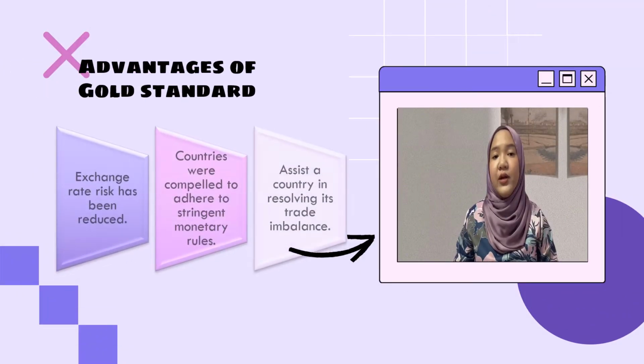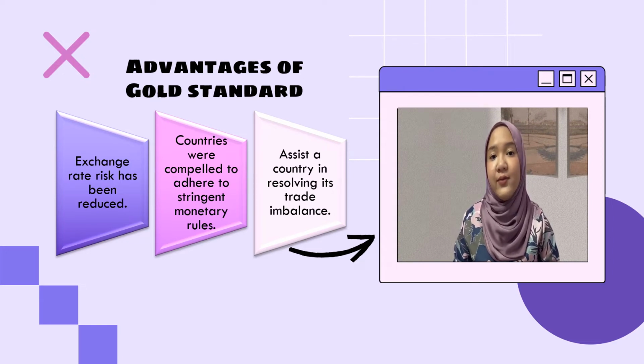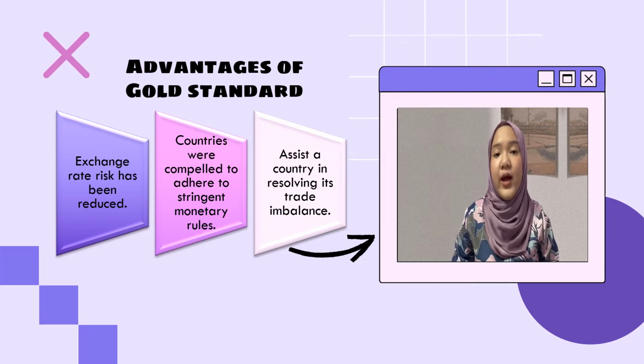I will tell you a little bit about the advantages of the gold standard. The first one is that exchange rate risk has been reduced. The second one is that countries were compelled to adhere to stringent monetary rules. The last advantage is that it assists a country in resolving its trade imbalance.